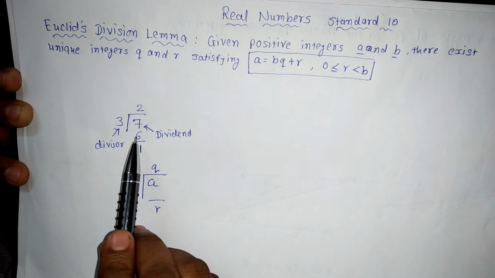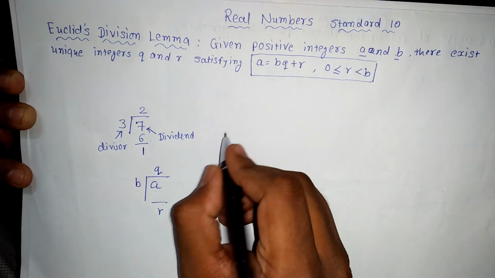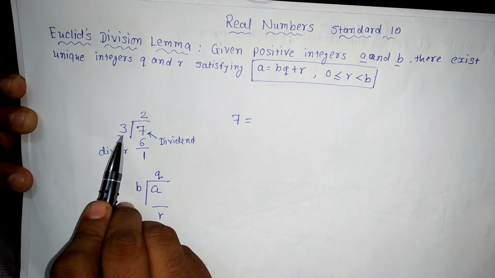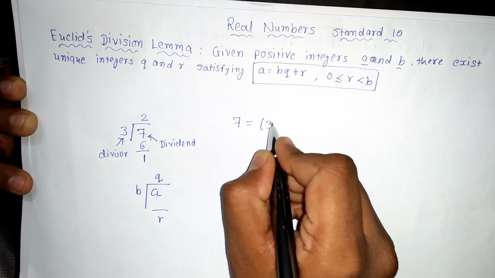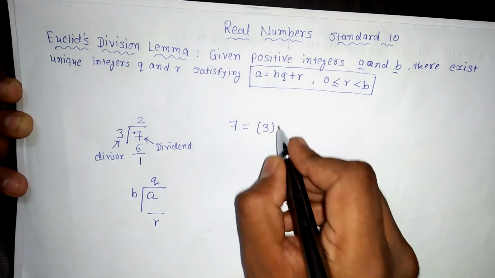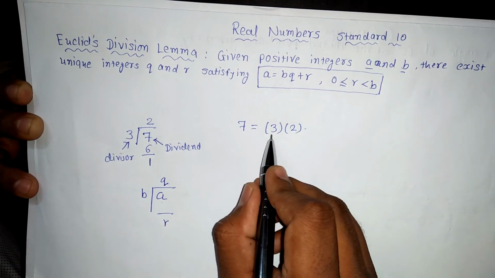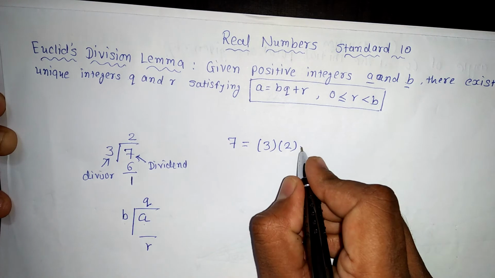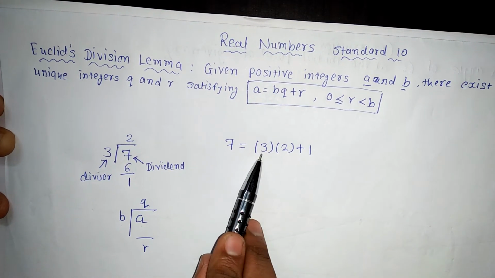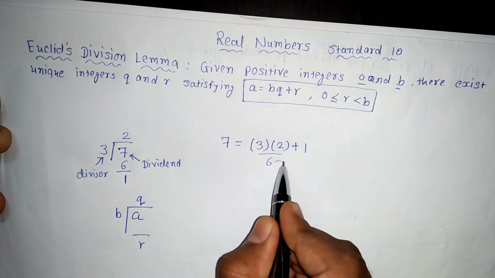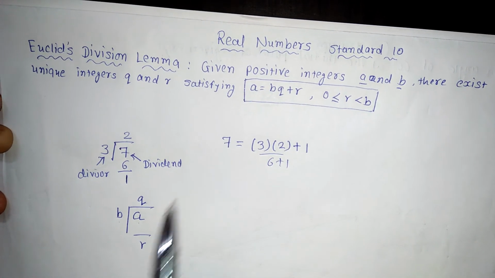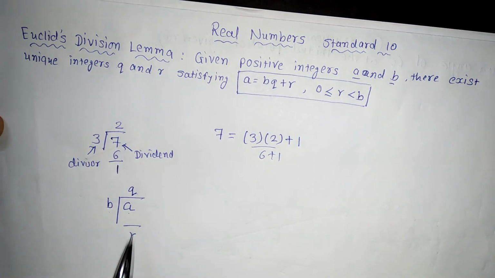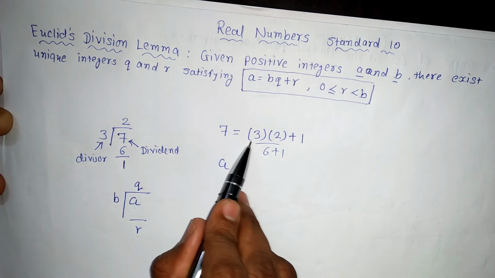Let us try to do this with our example. Suppose I want to get the answer 7. Then 7 is equal to 3, since I have divided by 3, into the quotient, that is 2. You can see 3 twos are 6. I have to add one more, and here you can see that 1 is the remainder. So 7 is equal to 3 into 2, which is 6, plus 1, which is equal to 7. The similar statement for a divided by b, where we got quotient q and remainder r, is 7 is equal to 3 into 2 plus 1.